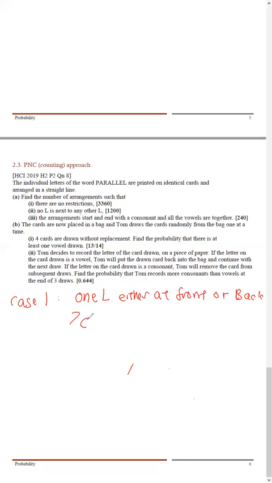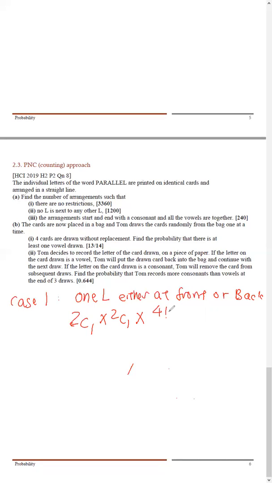Okay, so front or back, 2 choose 1. Put 1 L in. Okay, can. So once I put 1 L in, the other slot at the back cannot be L anymore. So the other slot at the back is either P or R. So P or R, again will be 2 choose 1. Okay, so in the middle, we need to do 4 factorial.